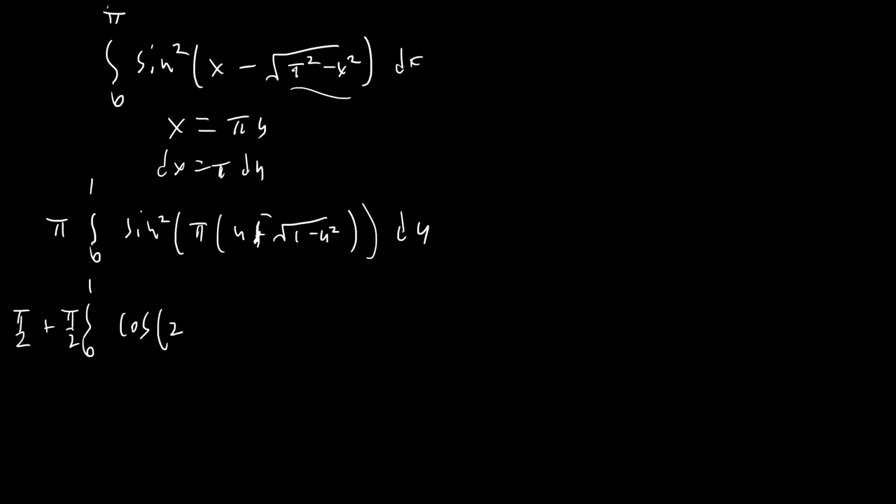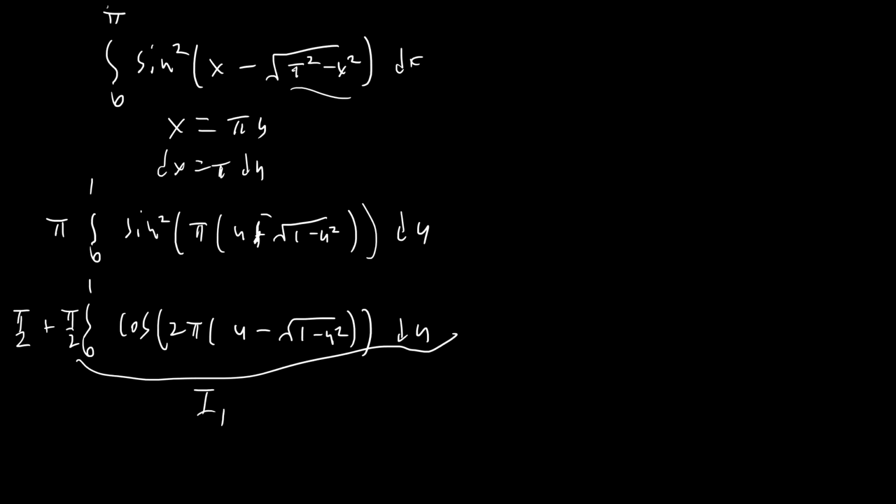cosine of 2 pi times u minus square root 1 minus u squared du. All right, nice. Now what we're going to want to do is actually, I'm going to call this I1, and we know that our integral I is going to equal pi over 2 plus pi over 2 I1. We're going to go ahead and evaluate I1.